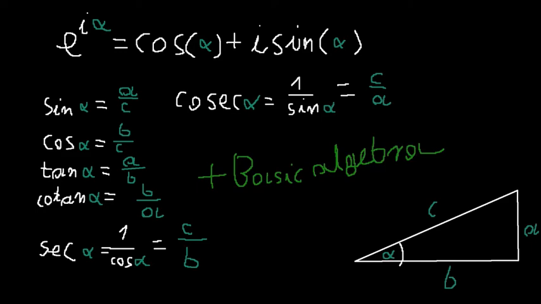This is all you need to remember to be able to get all of the rest of the identities: the triangle-based definition of trig functions, Euler identity, and some basic algebra.